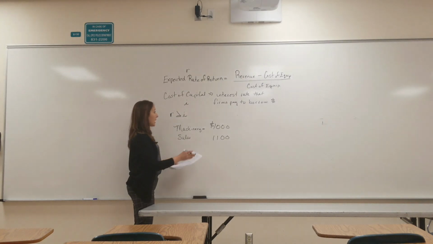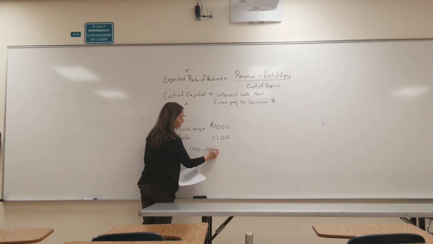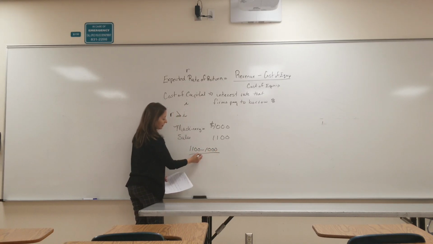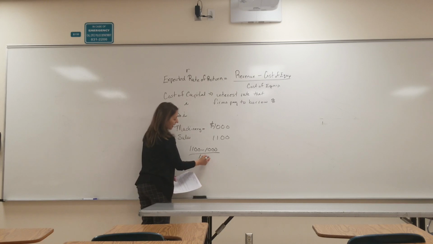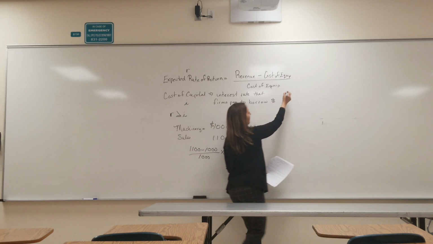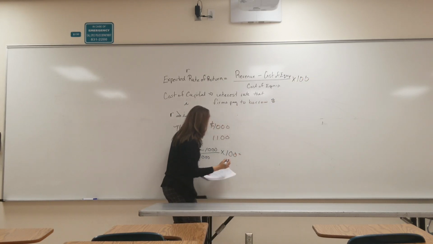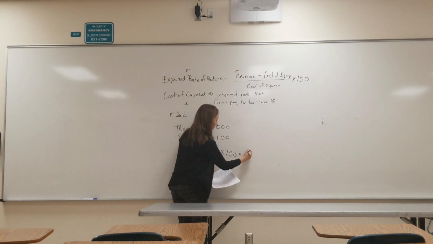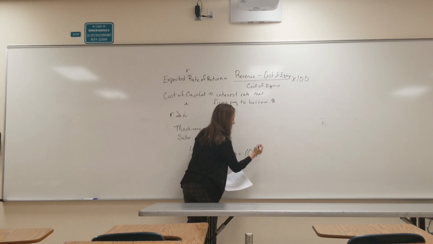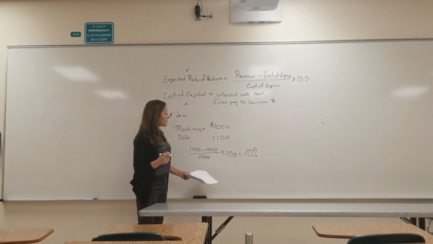So to calculate this out, we're going to go to our formula up here. We think we're going to make $1,100. We're going to take out the cost of that piece of equipment, and I forgot to put 100 here to turn it into percentages, so come back over here, put 100. Okay, and that is going to give us 10%. So we think there's going to be a 10% return if we buy this piece of equipment.